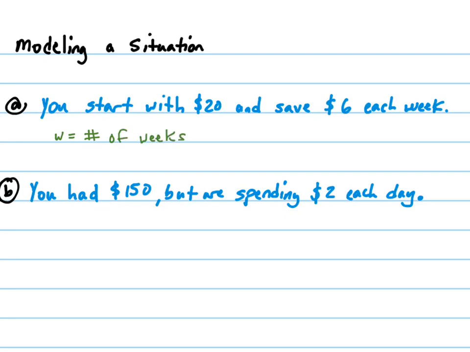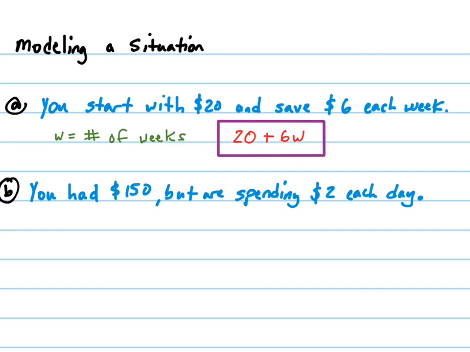So in this case, we know that we are starting with $20 and we are adding $6 every week. So this is our expression, 20 plus 6W, or we could say 6W plus 20 if we wanted to.